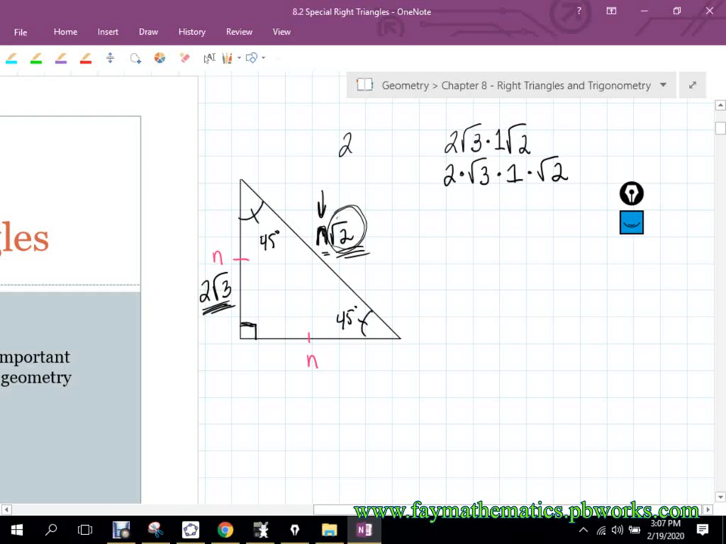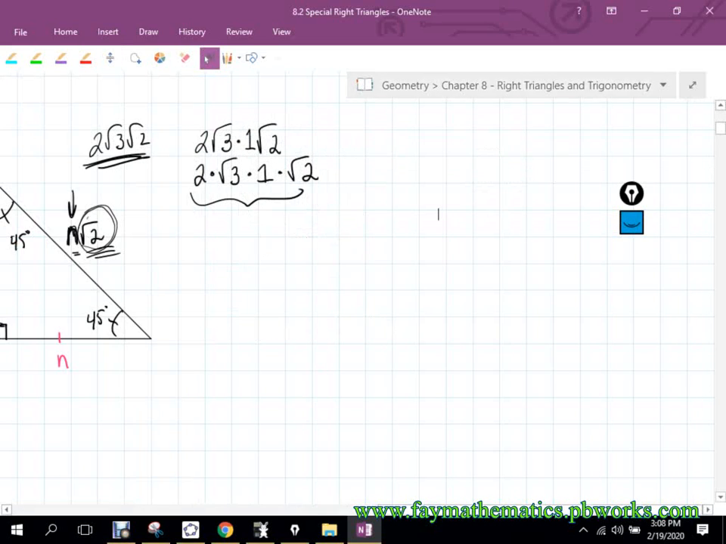Eventually we had 2 radical 3 times radical 2. We had that, and I'm going to rewrite it this way just to make things maybe a little bit more obvious for us. And now I'm going to make an aside based on something that we know and understand a little bit easier. If I had 2a times 3b times 4c, and I asked you guys to simplify that, how would you simplify that? What would you write it as?